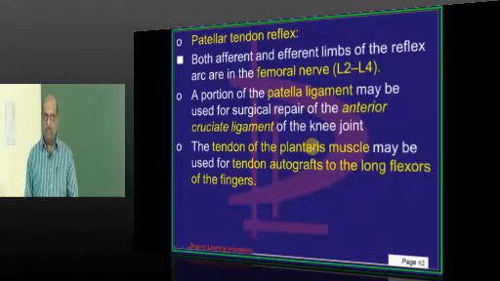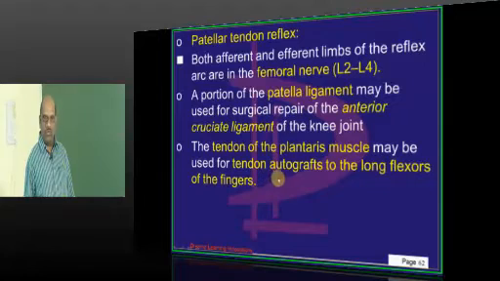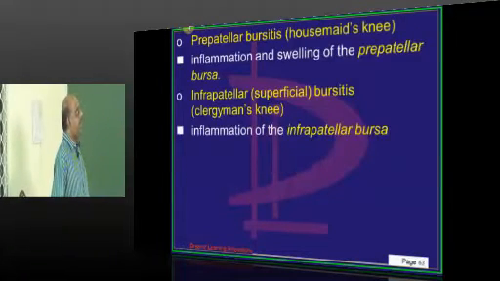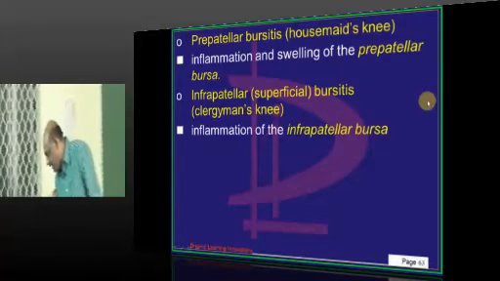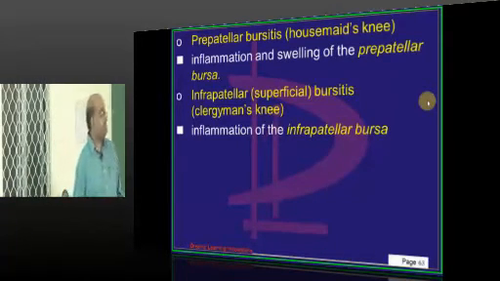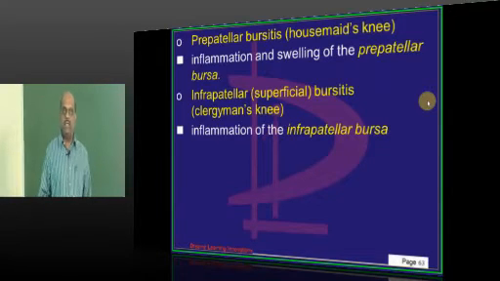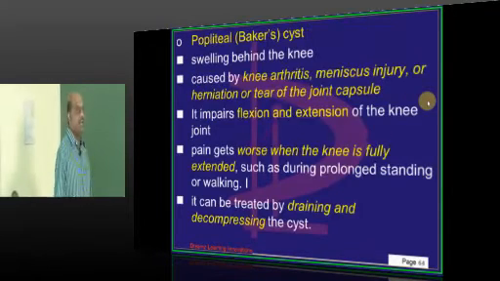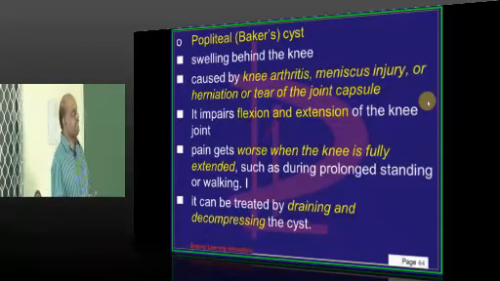And sometimes we can use the patellar ligament in order to repair the anterior cruciate ligament, as what we have discussed. Then housemaid's knee, as proposed by Gaikwad. What is it? Prepatellar bursitis. Clergyman's knee is infrapatellar bursitis. Then we can have a popliteal cyst, which is called Baker's cyst.